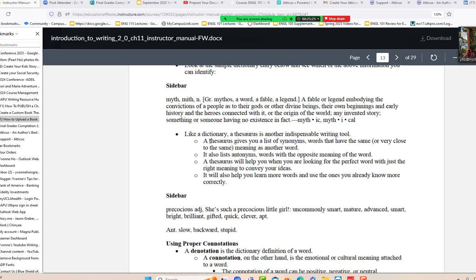A thesaurus, like a dictionary, is another indispensable writing tool. A thesaurus gives you a list of synonyms, words that have the same or very close to the same meaning as another word. It also lists antonyms, words with the opposite meaning of the word. A thesaurus will help you when you are looking for the perfect word with just the right meaning to convey your ideas. It will also help you learn more words and use the ones you already know more correctly.